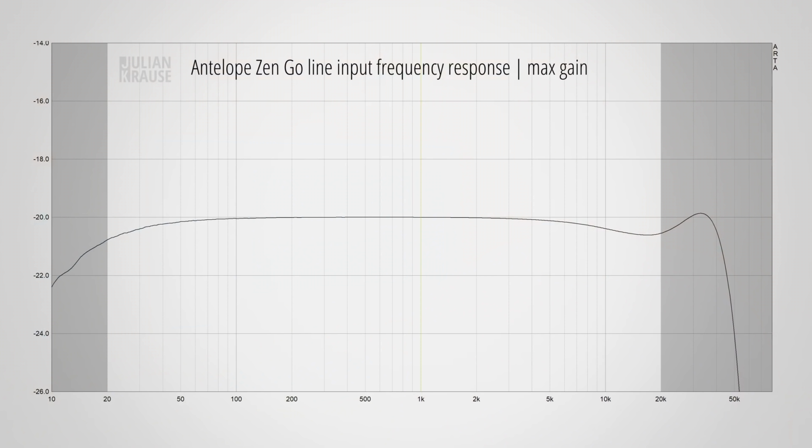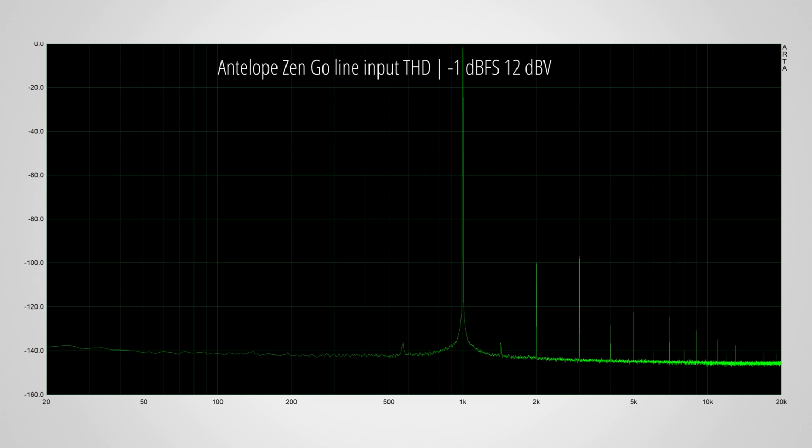Let's have a look at the line level input performance. The frequency response is similar to the mic inputs, and it too shows a slight roll-off at the lower and upper limit of human hearing. As these deviations are only below a decibel, it is still a pretty decent frequency response. In terms of distortion, the line level input performs very well, only showing some harmonic content around 100 decibels below the signal, which is negligibly low.